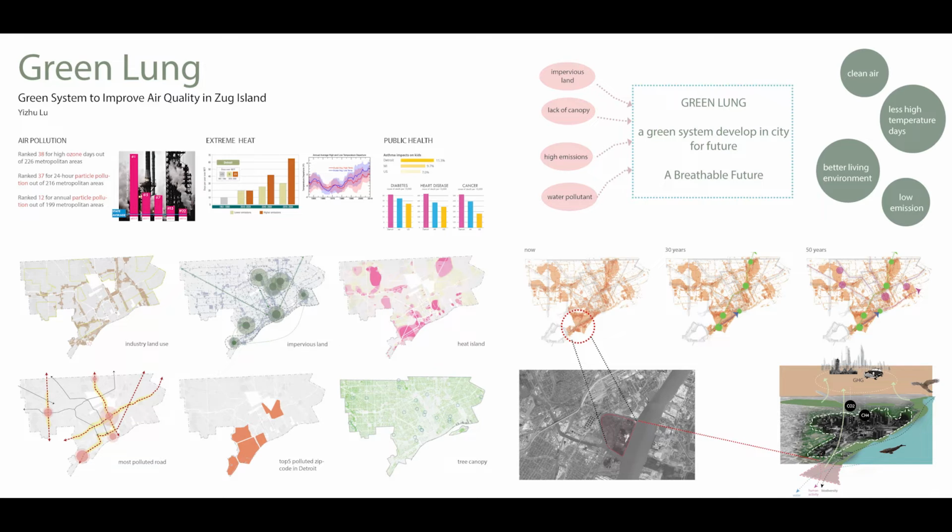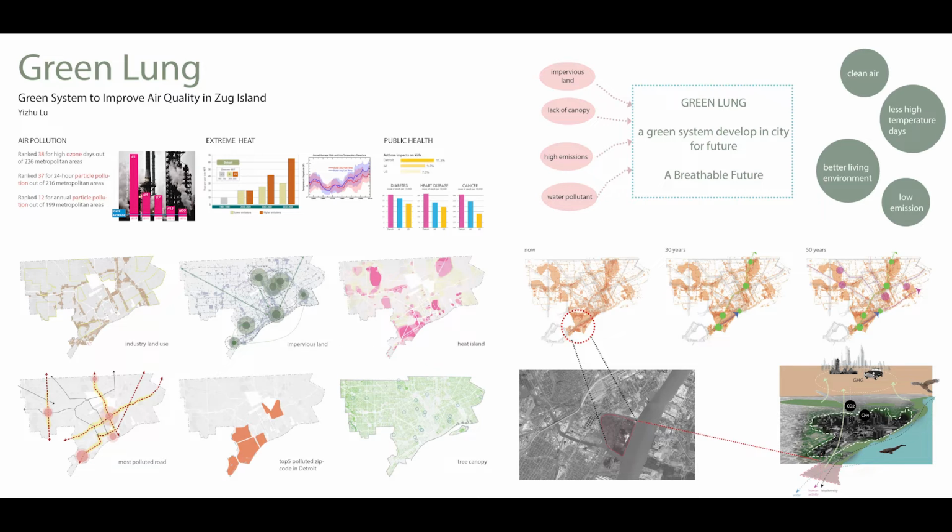Detroit has several severe air pollution problems, and it was ranked high among the worst air quality cities. In Michigan's top 25 polluted zip codes, Detroit has five. Besides this, extreme heat appears more frequent these years. As a result, people who live here suffer from health problems because of polluted air and heat stroke.